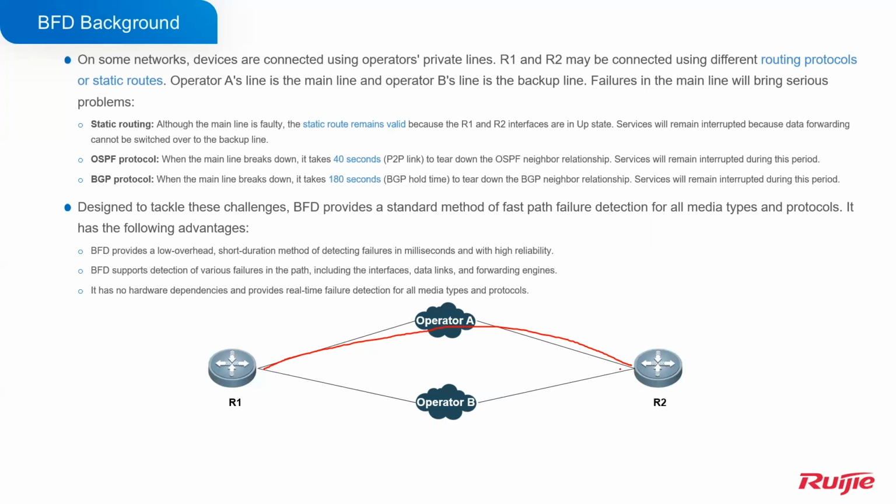So to solve these problems, we can use BFD. It provides a standard method of fast path failure detection for all media types and protocols. It has the following advantages. First advantage is that BFD provides a low overhead, short duration method of detecting failures in milliseconds. Pay attention here. The duration is in milliseconds. It's much shorter than the time that OSPF or BGP takes to tear down the neighbor relationship. And at the same time, it has high reliability.